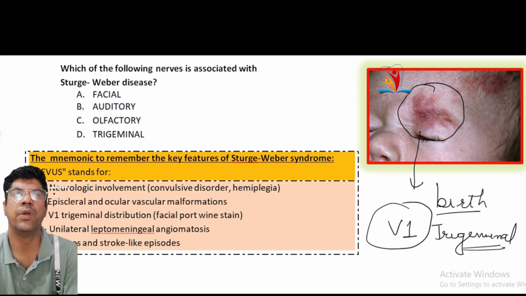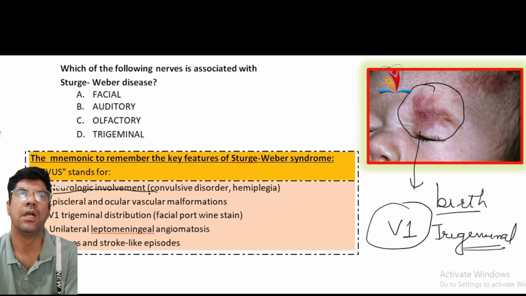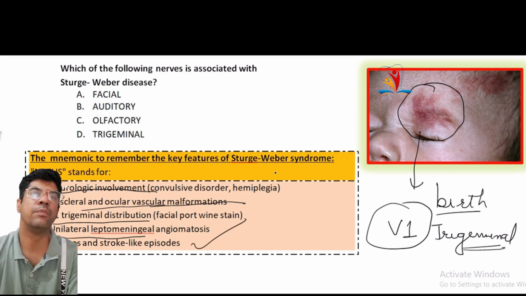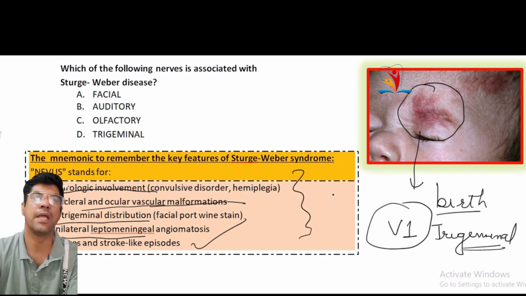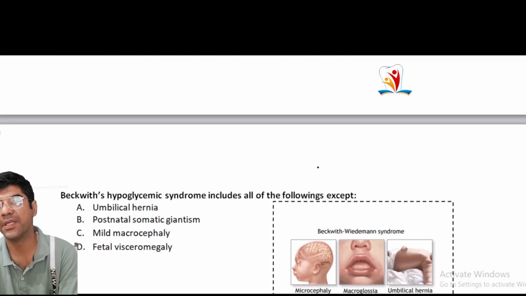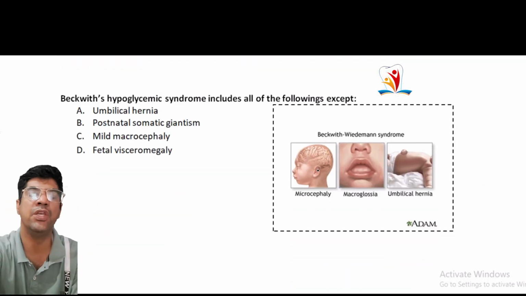So remember the mnemonic NEVUS. N means neurological involvement in the disease. It can be episcleral and ocular. Vascular malformation involves the V1 trigeminal distribution. That was your answer. Along with that, there is unilateral leptomeningeal angiomatosis, seizures and stroke-like episodes. So remember this mnemonic, NEVUS.